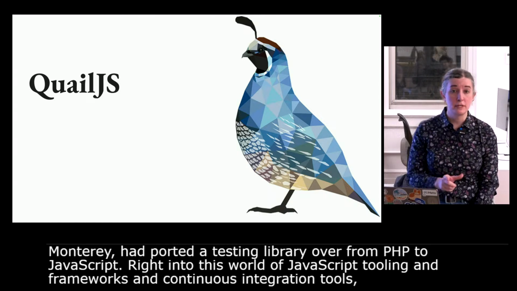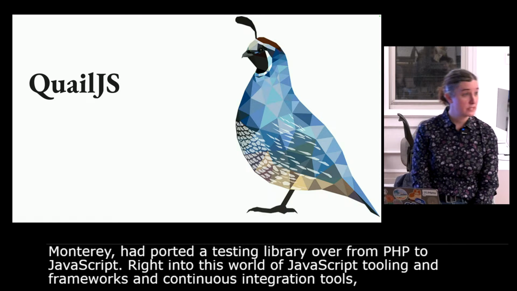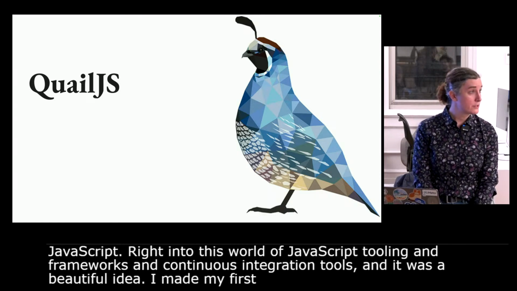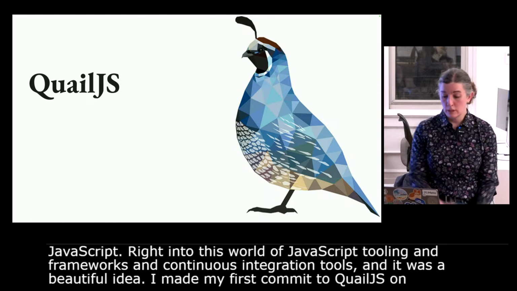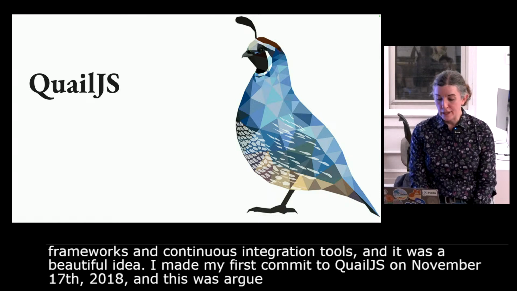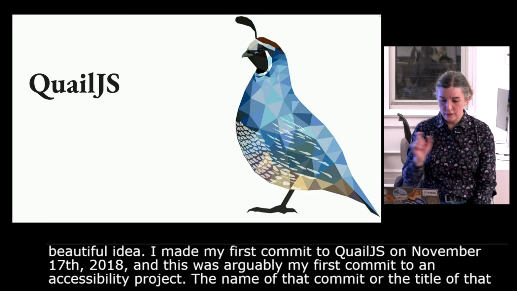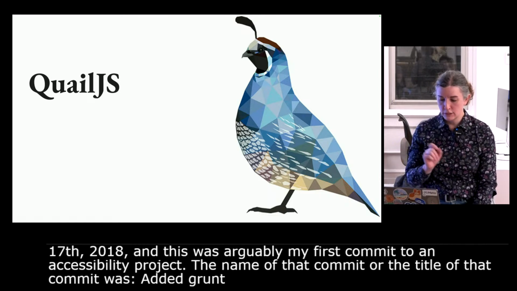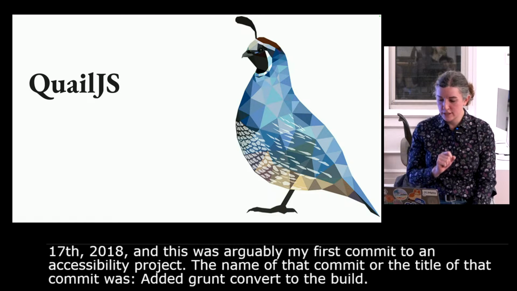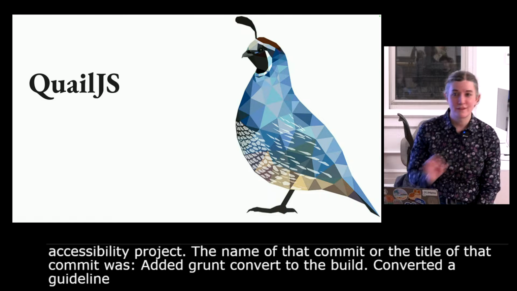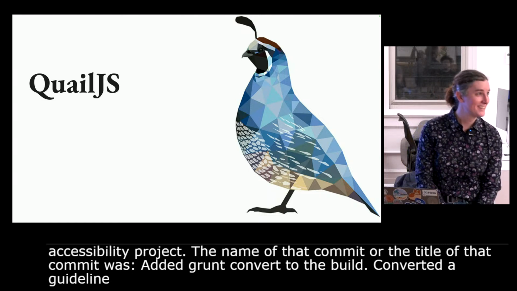I made my first commit to QuailJS on November 17th, 2013. And this was arguably my first commit to an accessibility project. The title of that commit was "added grunt convert to the build, converted the guideline YML to a JSON file in the dist directory." This is a perfect 2013 title for a commit.